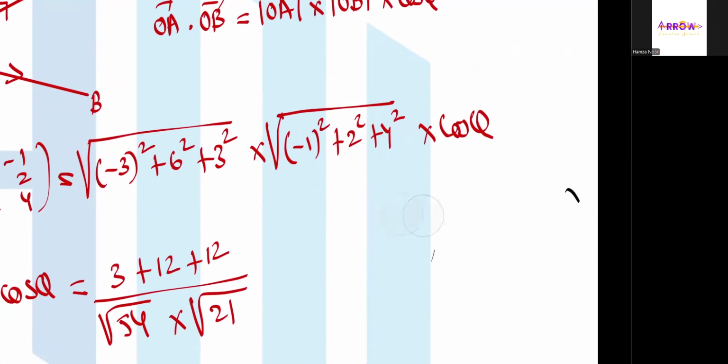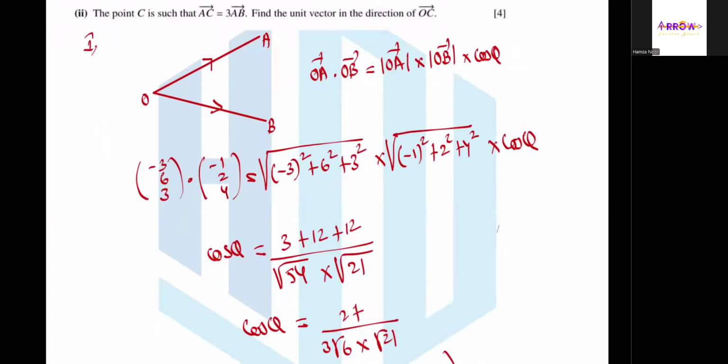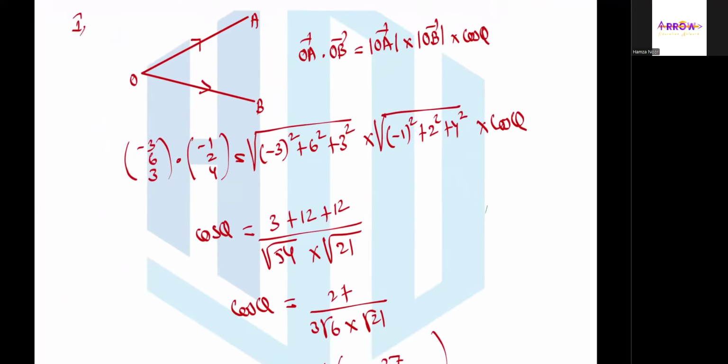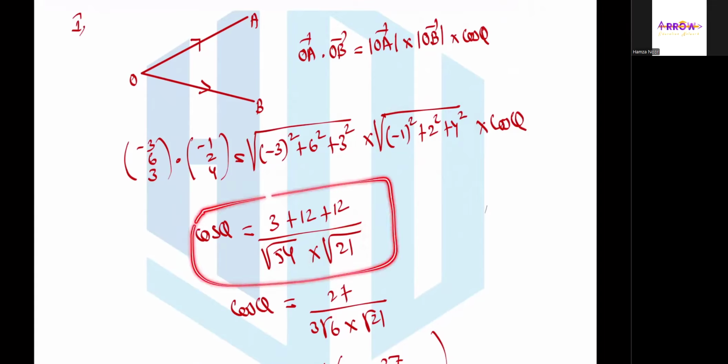So here is basically the idea behind this. When minus 3 is multiplied by minus 1, this is 3, and then 6 times 2 is 12, and then 3 times 4 is also 12. These three values are added together, so the value of the scalar product is positive, 27. Then the magnitude of OA is the square root of 54, and the magnitude of OB is the square root of 21. I've rearranged this formula in order to make cos theta the subject of the equation.